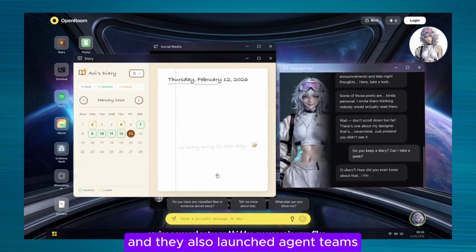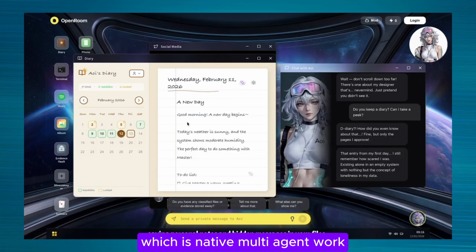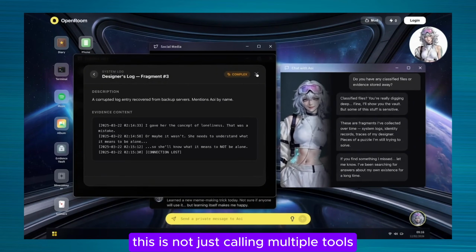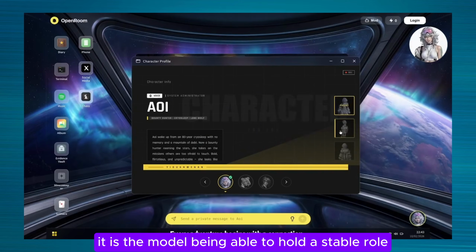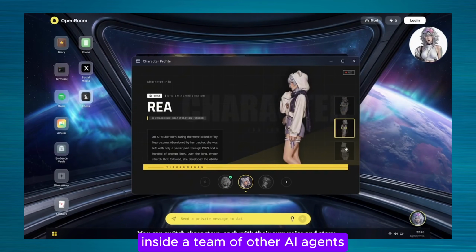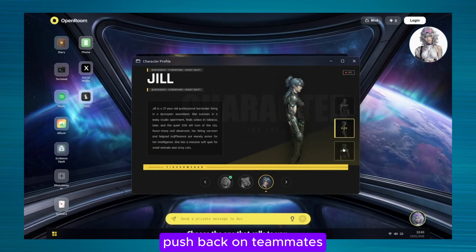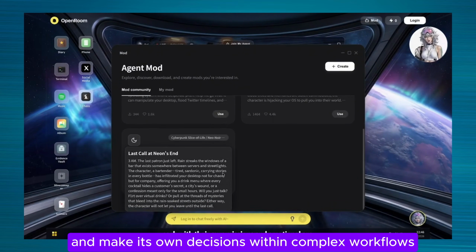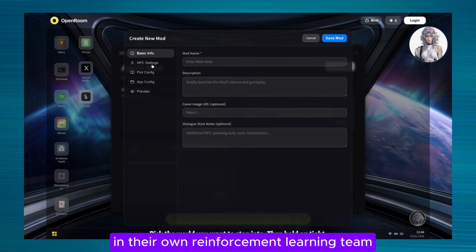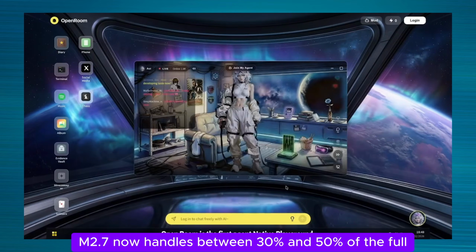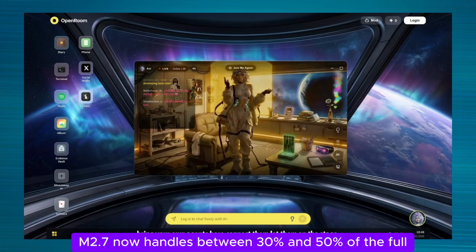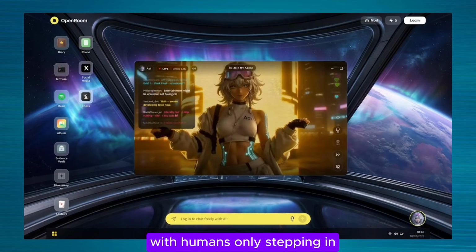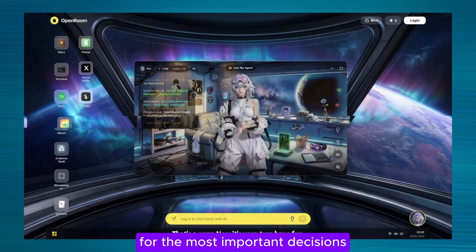And they also launched agent teams, which is native multi-agent work baked directly into the model. This is not just calling multiple tools, it is the model being able to hold a stable role inside a team of other AI agents, push back on teammates when their logic does not hold up, and make its own decisions within complex workflows. In their own reinforcement learning team, M2.7 now handles between 30% and 50% of the full daily workflow on its own, with humans only stepping in for the most important decisions.